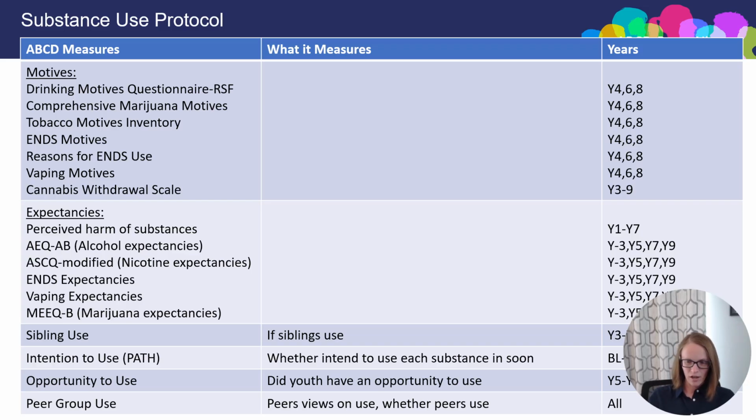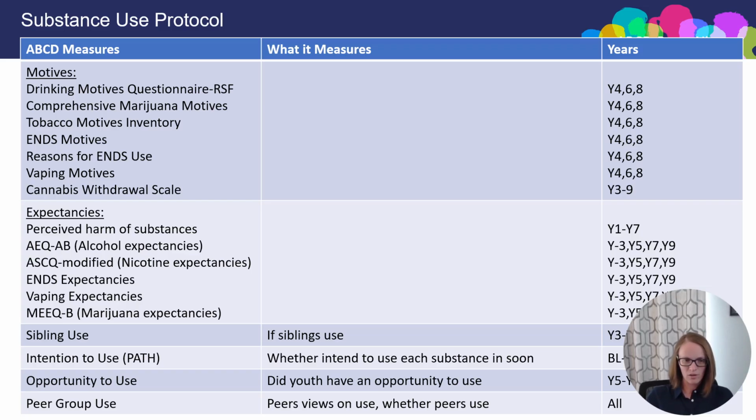We did, for a period of time, also ask about sibling use. We've asked about youth's intention to use. So if they have not used a substance yet, we say, do you think that you will soon try alcohol? Do you think you will soon try cannabis or marijuana products? Do you think you'll soon try nicotine or tobacco products?